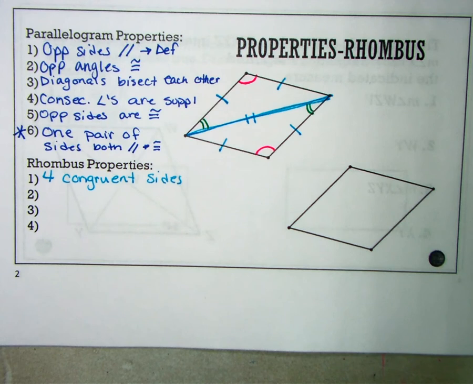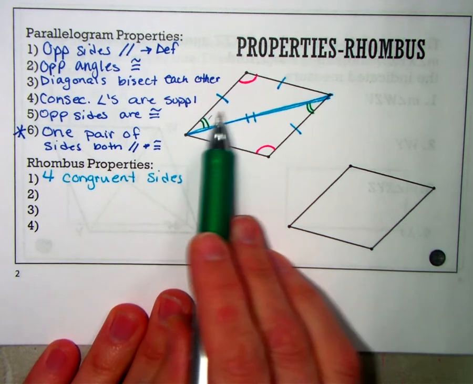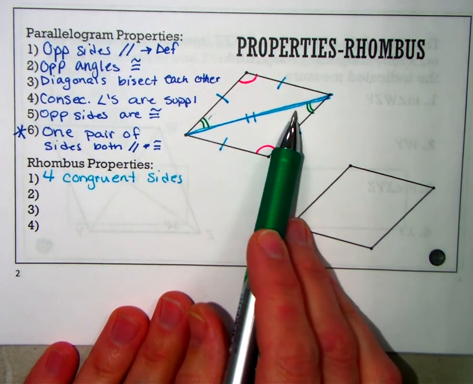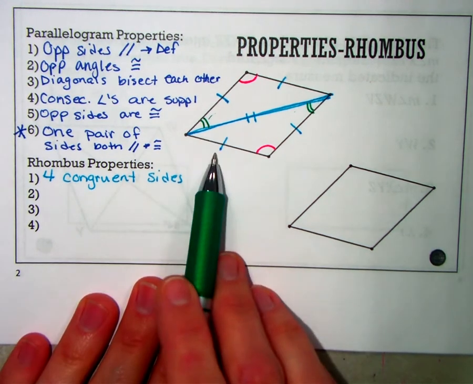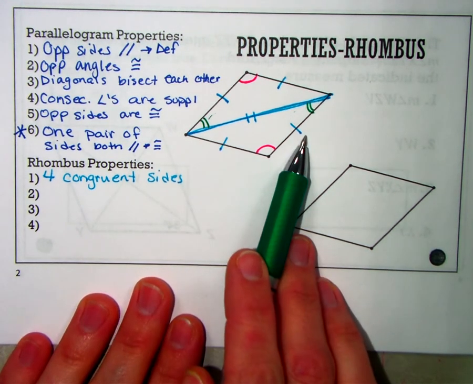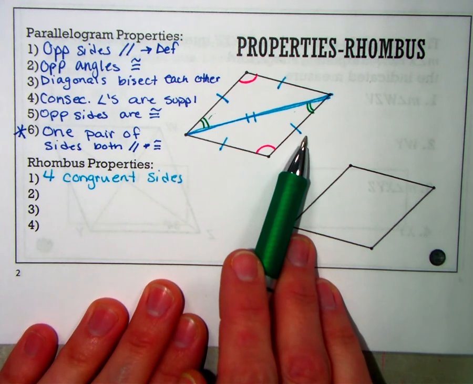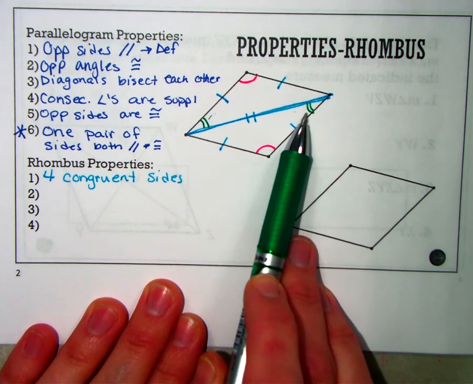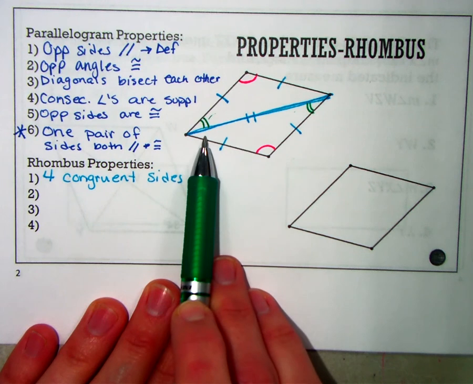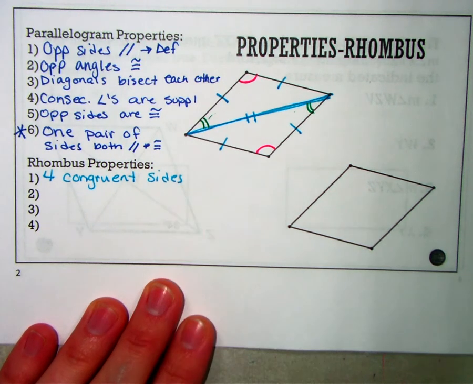Now, I could have told you that before we even started, because it's a parallelogram, right? And these would be alternate interior. Okay? Let's go a step further. When I marked this as a rhombus, it became isosceles, right? And if this is an isosceles triangle, isn't this angle congruent to this angle?